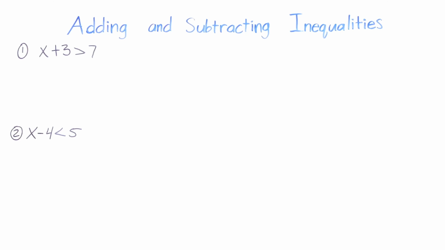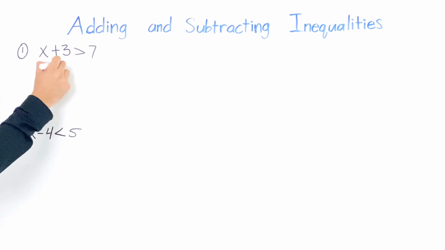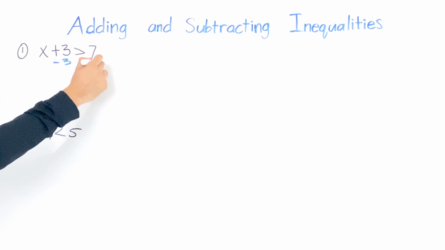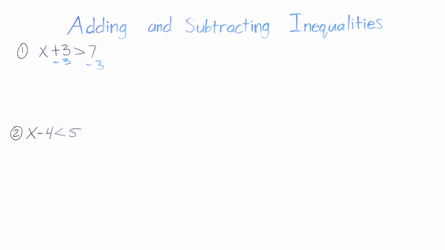So for number 1, we have x plus 3 is greater than 7. Remember, it's almost the same as a one-step equation. I'm going to put the link below as well so you can review a little bit on that. So we're going to go ahead and minus 3. Whatever we do on one side, we always have to do it on the other side as well. So this is going to cancel, leaving our x by itself.